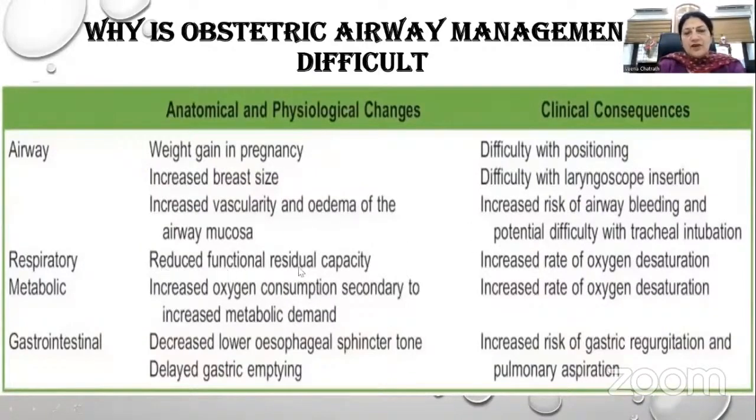There is reduced functional residual capacity, and there is increased rate of oxygen desaturation. There is increased oxygen consumption secondary to the increased metabolic demand, leading on to increased rate of oxygen desaturation. And there is decreased lower esophageal sphincter tone and delayed gastric emptying. All these factors lead to increased risk of gastric regurgitation and pulmonary aspiration.